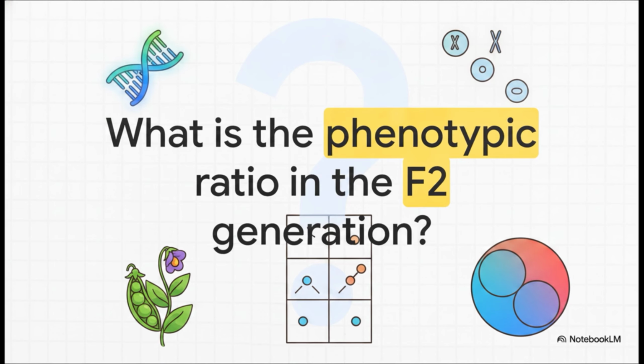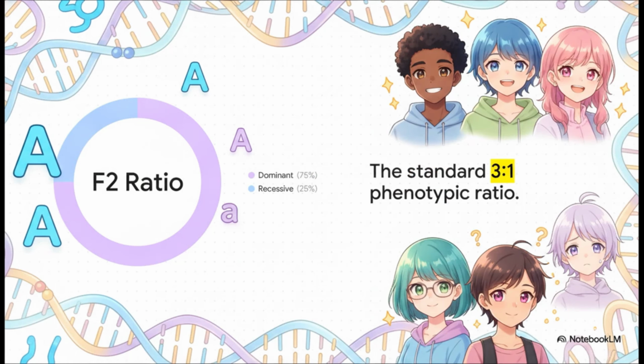All right, stepping it up. Welcome to level 2, where we hit the math and the crosses. Question 5. In a standard Mendelian monohybrid cross, what exactly is the phenotypic ratio in the F2 generation? You've got 10 seconds to visualize that Punnett square in your head. Time. It's the classic 3-to-1 ratio.